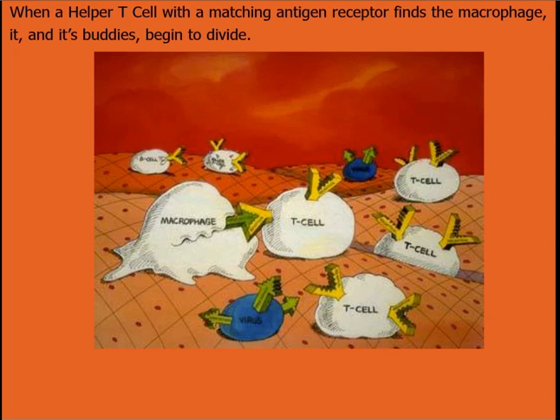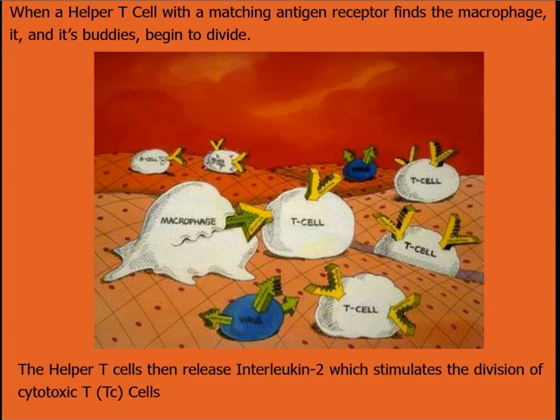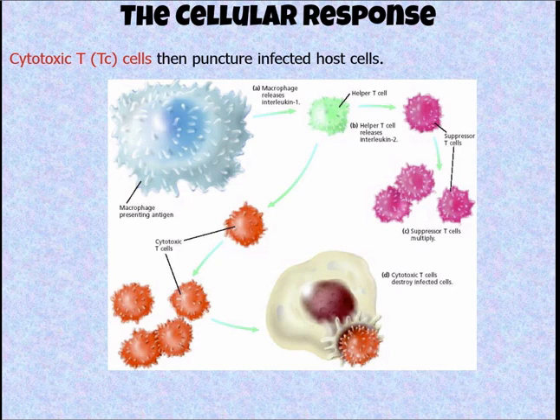Once it finds the correct helper T cell, the macrophage causes that helper T cell and the helper T cell's buddies to divide. The helper T cells then start releasing another chemical called interleukin-2. Interleukin-2 has two functions, one of which is to stimulate the division of cytotoxic T cells. Now, the cytotoxic T cells are sort of the hand-to-hand combat soldiers in this battle.